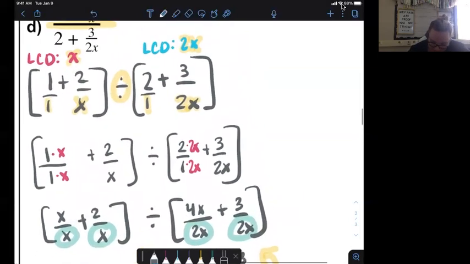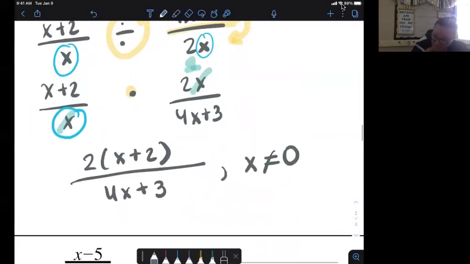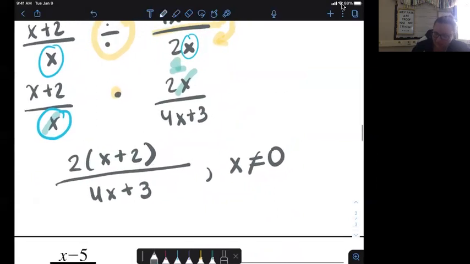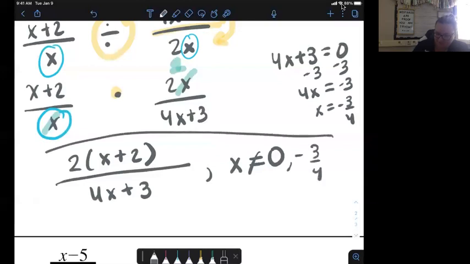Then we also have, I think that's it till we got to the end and then flip this fraction. Now we have 4x plus 3 in a denominator. So what would make 4x plus 3 equal 0? If you can't do that in your head, you should set it equal to 0 and solve for x. So the x value that would make that denominator 0 is -3/4. So x can't be 0 and it can't be -3/4 as well.